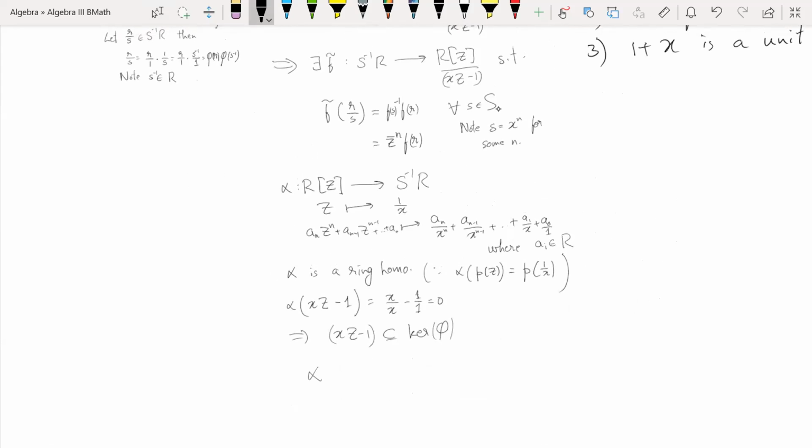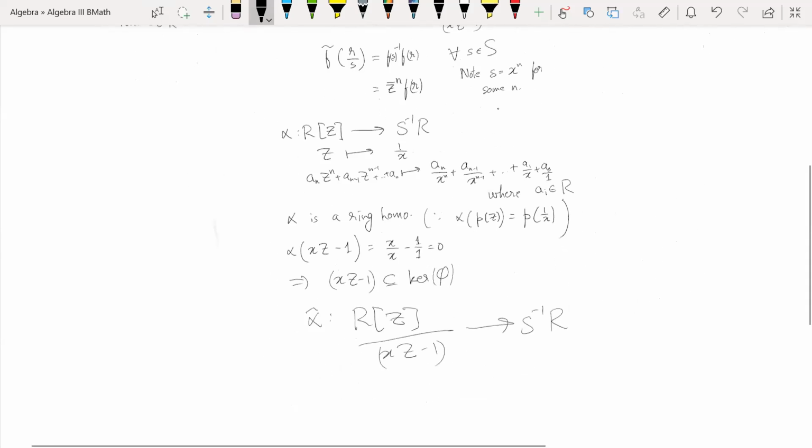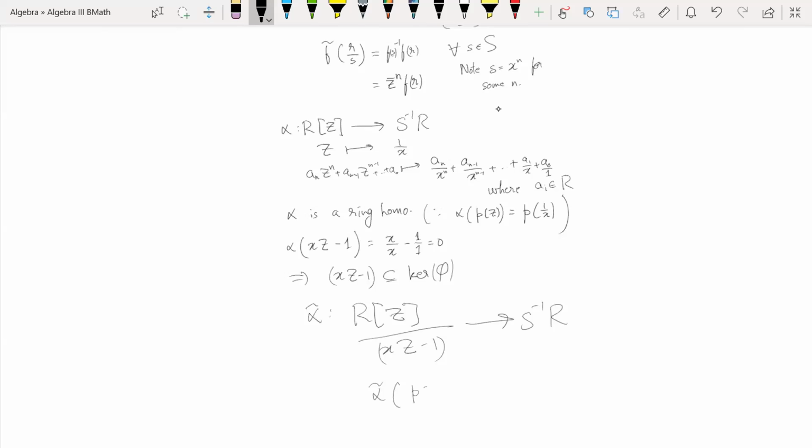So by the proposition which we proved before the first isomorphism theorem, alpha induces a map alpha tilde from R[Z] mod xZ minus 1 to S inverse R. And what is this alpha tilde? Alpha tilde sends p(Z) bar to the image of alpha, so alpha of p(Z), which is p evaluated at 1 over x. This proposition is a prelude to the first isomorphism theorem; the first isomorphism theorem was a corollary of this statement.